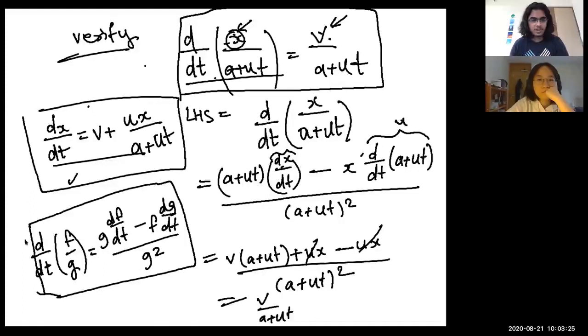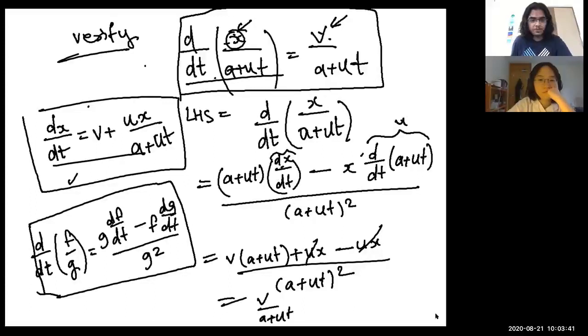If you followed this far, just type a yes in the chat. If you have any questions, feel free to address them as well. Feel free to ask them as well. Nice, so everyone followed that.